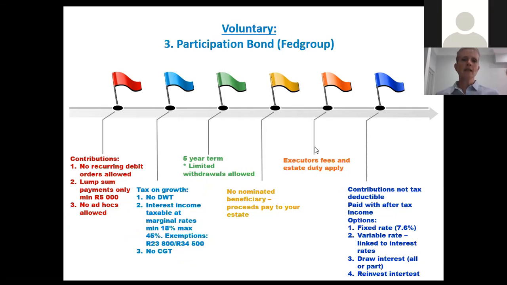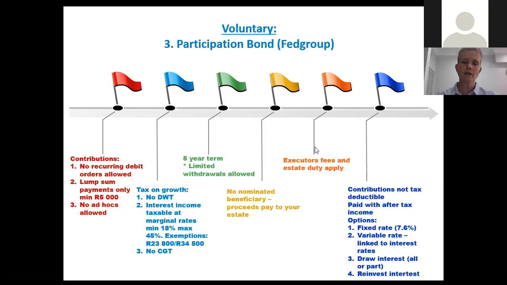Next up is a participation bond. I have a contract with Fed Group. I'm not really aware of any other participation bonds on the market. The way I could explain this is it's very similar to a fixed deposit, a 5-year fixed deposit or a government bond type investment. So contributions, you can't contribute to it monthly at all. So it's lump sum investments only.